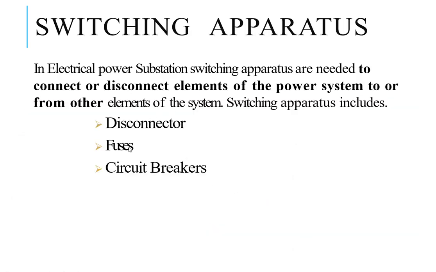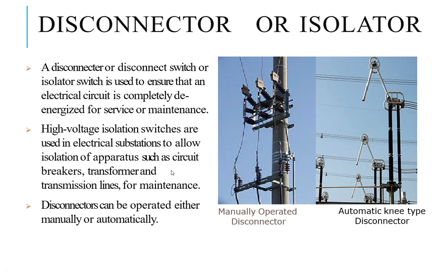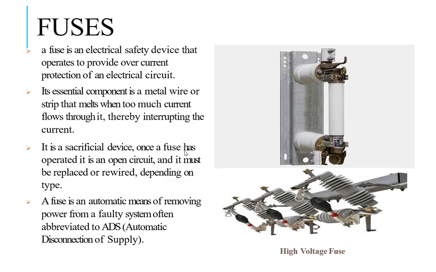Switching apparatus includes isolators, fuses, and circuit breakers. Disconnectors or isolators are used to ensure that an electrical system is completely de-energized for service or maintenance. It is only done when the system is off-load, or in no-load condition. A fuse is an electrical safety device that operates to provide current protection of an electrical circuit.